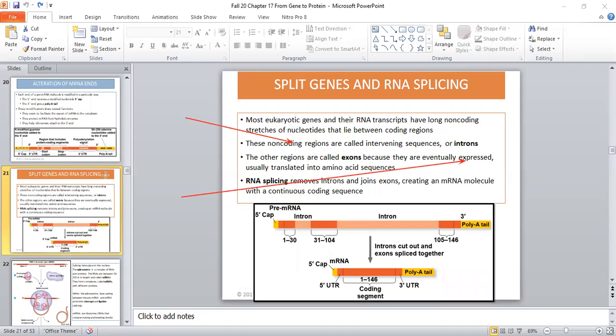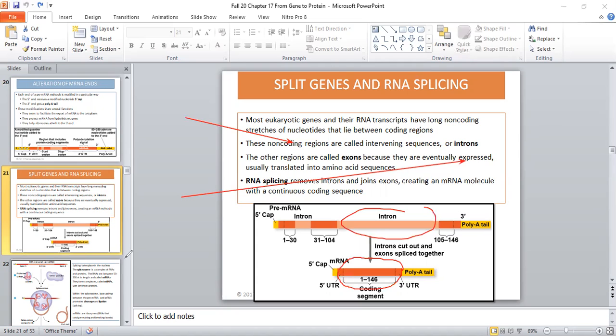So once you remove the introns, this part is an exon, and this is also an exon, so you will be joining them together. It will give one active segment of messenger RNA containing only exons, and it will be coding for one specific protein. It will express a protein. Any problem? No problem, sir. Okay, I'm moving to the next.